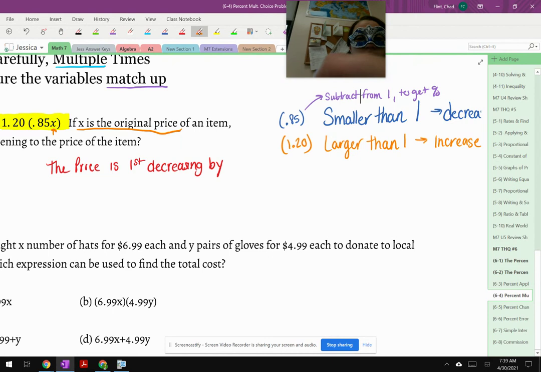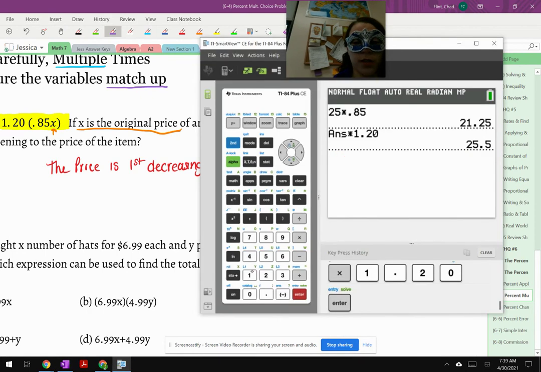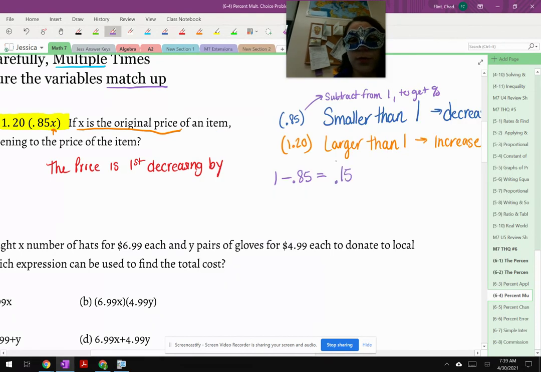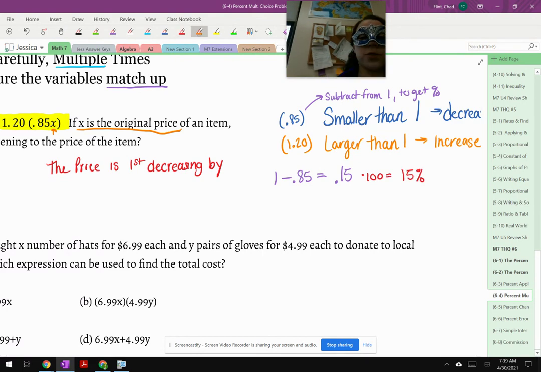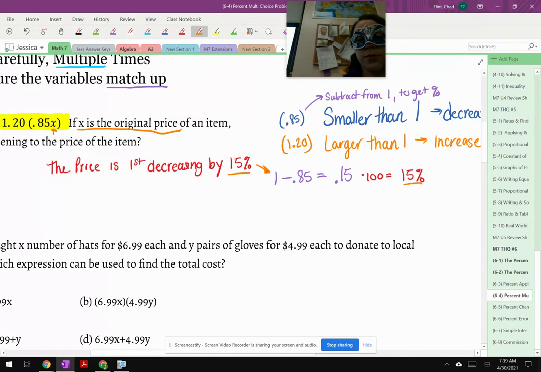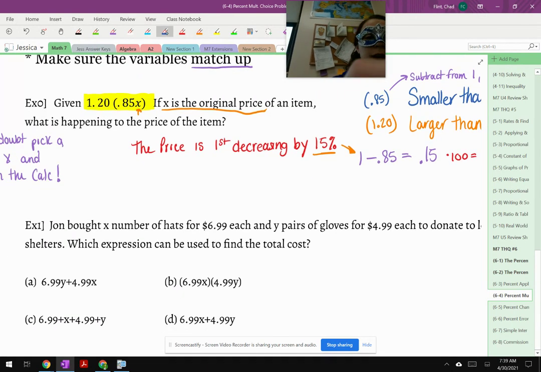So if I take that 1 and I subtract 0.85, I'm going to get 1 minus 0.85, 0.15. Turn that decimal into a percent by multiplying it by 100, and you get a 15% discount. First, the price was decreasing by 15%, and we found that out right there. Then what happens?